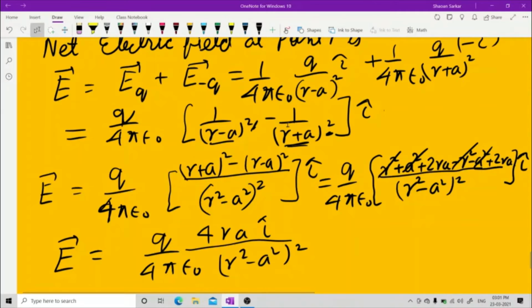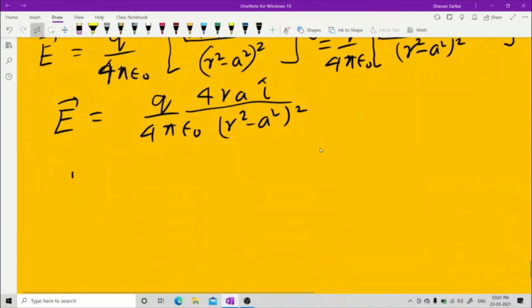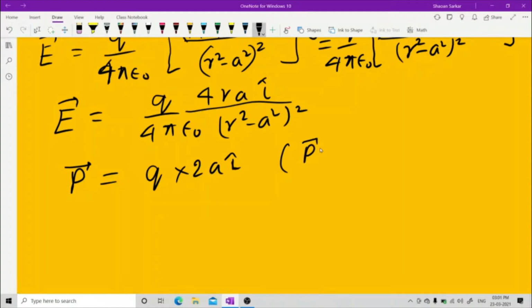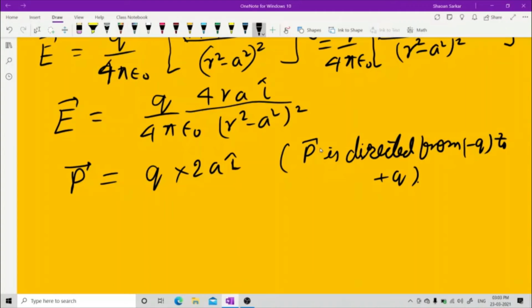Now if you see the electric dipole moment, P is q into 2a i cap, because the electric dipole moment is always directed from negative charge to positive charge, from minus q to plus q. So now you can write E, and this is small p.